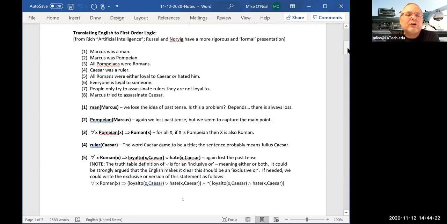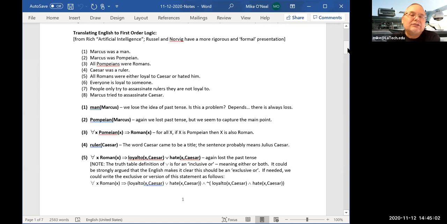Marcus was a man. Marcus was Pompeian, meaning he was from Pompeii. All Pompeians were Romans because Pompeii was a city in Rome, so if you were from Pompeii, then you were Roman. We're leaving out the whole idea that there were a lot of people who lived in Rome that weren't citizens of Rome, they were slaves. But all Pompeians were Romans. Caesar was a ruler. All Romans were either loyal to Caesar or they hated him. Everyone is loyal to someone. People only try to assassinate rulers they are not loyal to. Marcus tried to assassinate Caesar.